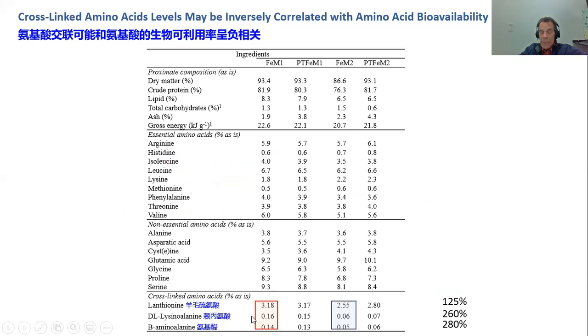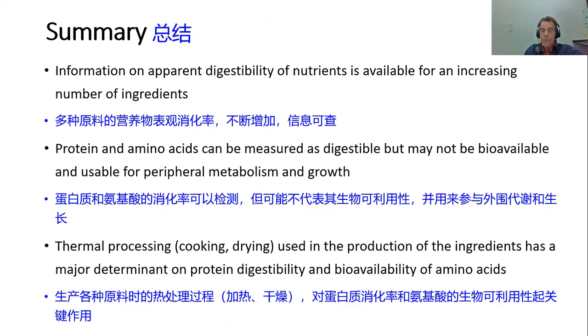So we look at feather meal 1 and feather meal 2 here. There's 125% more lanthionine in feather meal 1, 260% more DL-lysinoalanine, and 280% more beta-aminoalanine in this ingredient compared to feather meal 2. So we think that cross-linked amino acids may be an interesting indicator of heat damage, or potential past heat damage, and an indicator of bioavailability of amino acids.